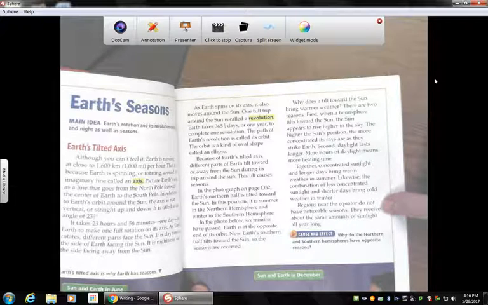Regions near the equator do not have noticeable seasons. They receive about the same amounts of sunlight all year long.